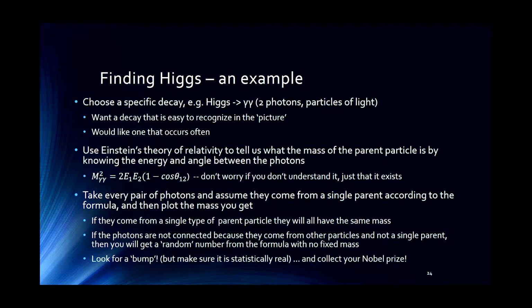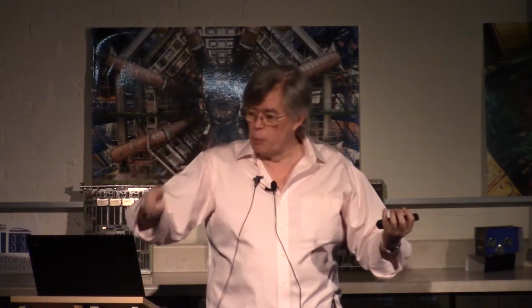The takeaway over there is simply that if I know the two photons, I can figure out what the mass of the parent particle is, if it came from a parent particle. So what you do is you look at this picture, this collision. In that picture, you might see photons. You take one photon, another photon, you apply that formula, and you say, okay, let me pretend it came from a parent particle. And you write down, using that formula, what the mass of that parent particle is. Okay?